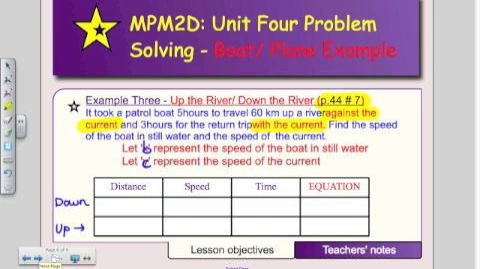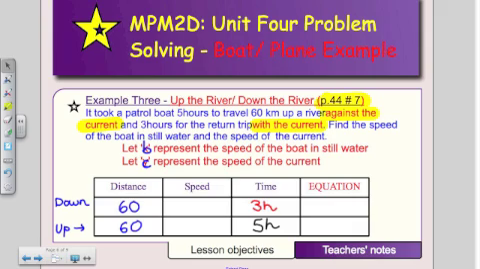Now the distance for both trips is going to be 60 down the river and 60 up the river. We're covering the exact same distance. However, the time is different. When we travel down the river, it only takes 3 hours. However, when we travel up the river, 5 hours. So you have to ask yourself, if we are covering the same amount of distance, how come when we're traveling down the river, it takes us only 3 hours, and it takes us 2 more additional hours when we're coming back up the river?